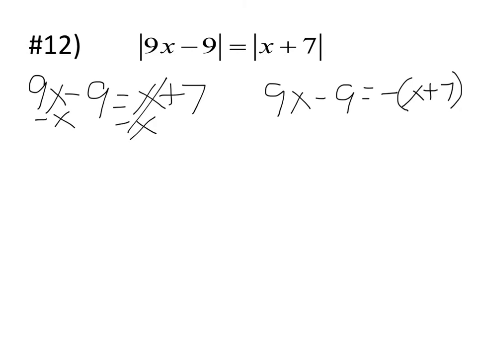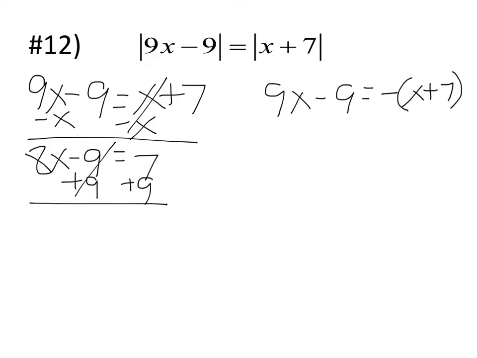So you're going to subtract x from both sides, which gives you 8x minus 9 is equal to 7. You're going to add 9 to both sides, which gives you 8x is equal to 16. Divide both sides by 8. You get x is equal to 2.